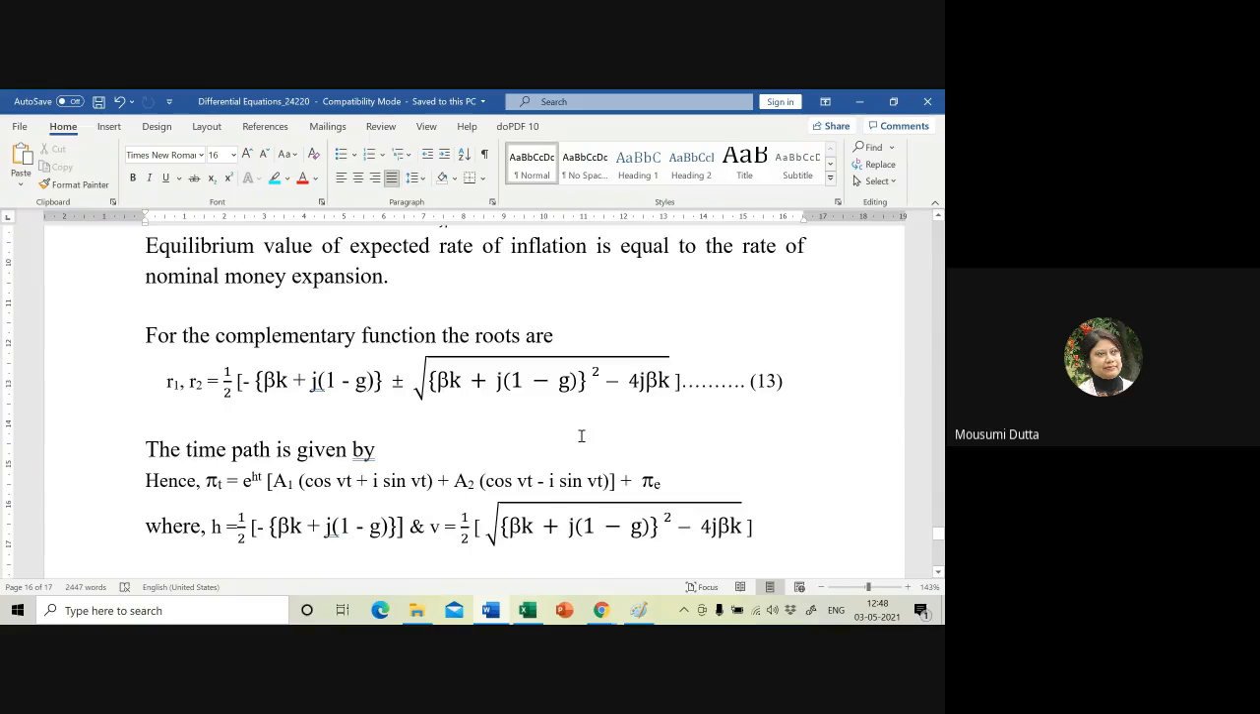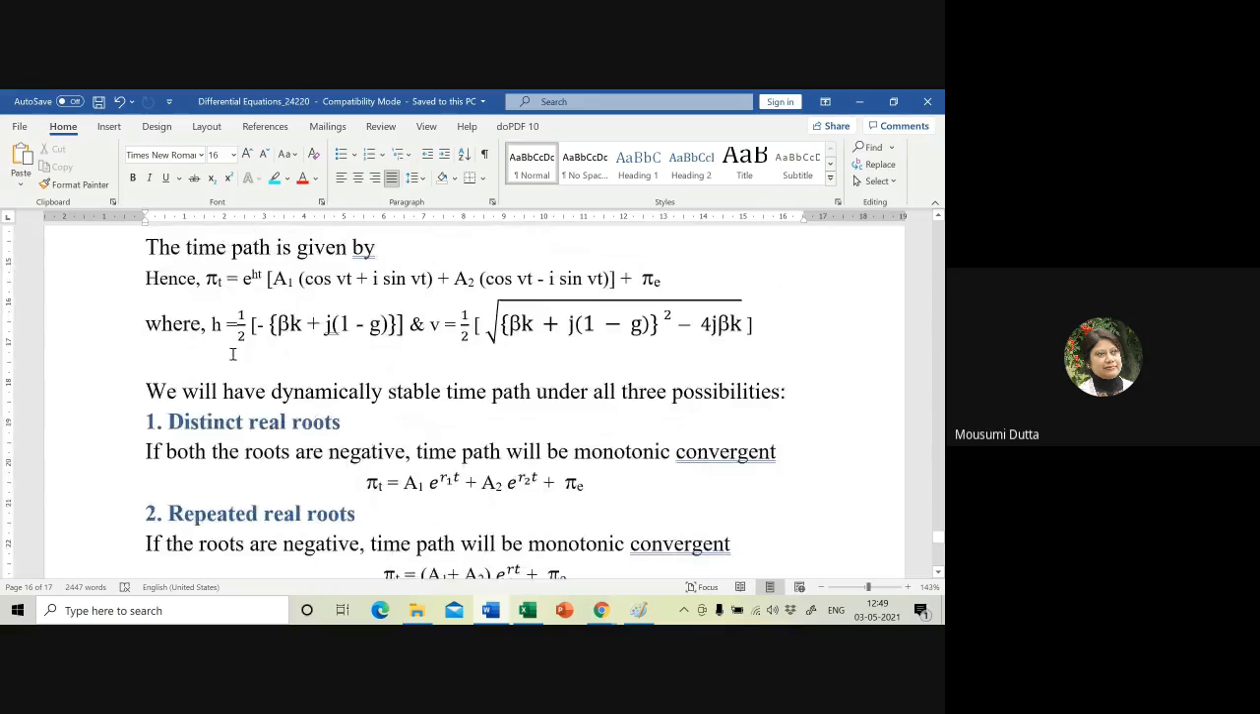So once we get this, the time path will be given by pi t is equal to e to the power ht into a1 cos vt plus i sin vt plus a2 cos vt minus i sin vt plus pi e, where h is equal to this and v is equal to this.